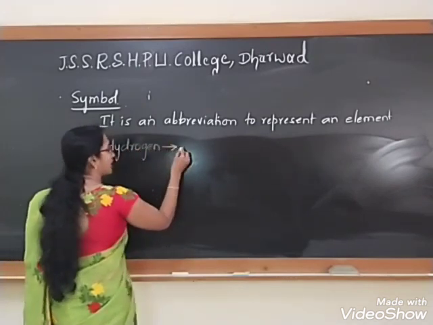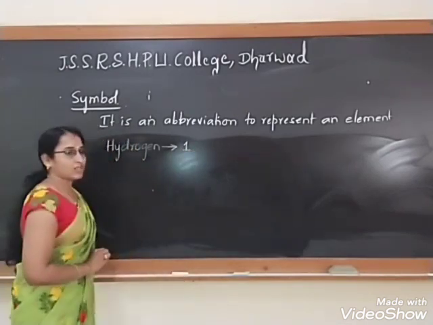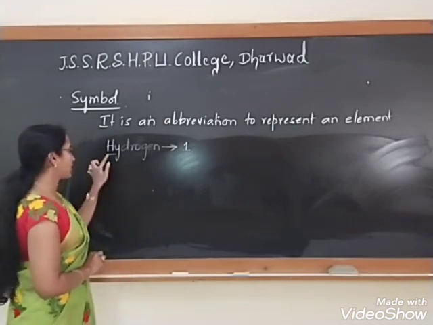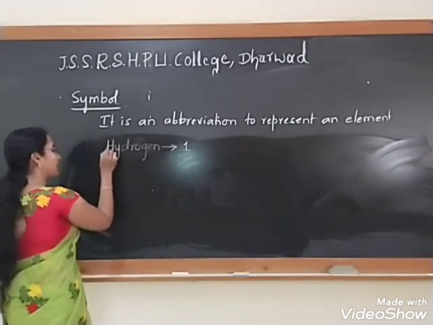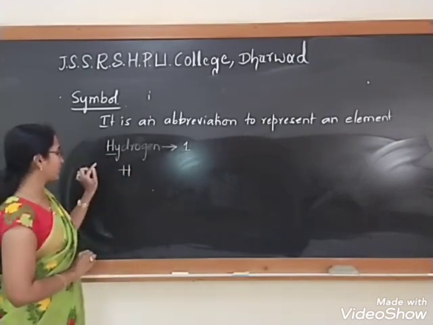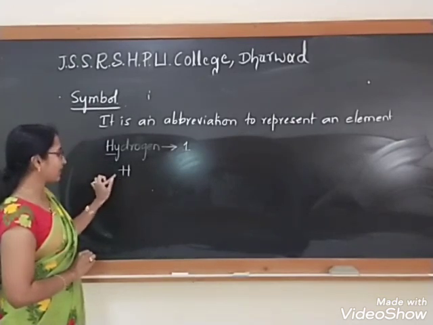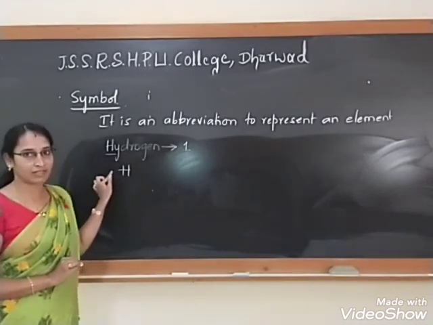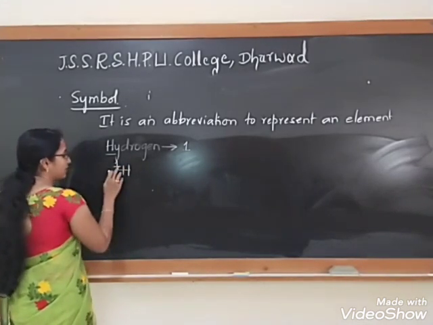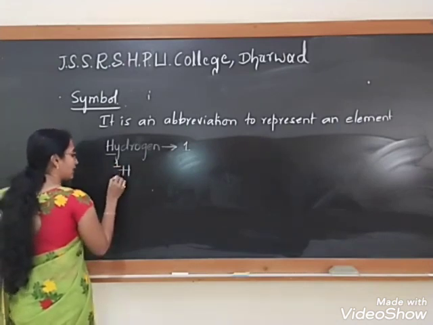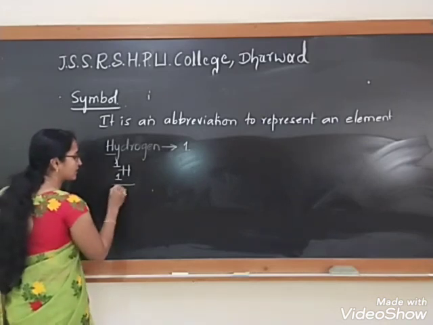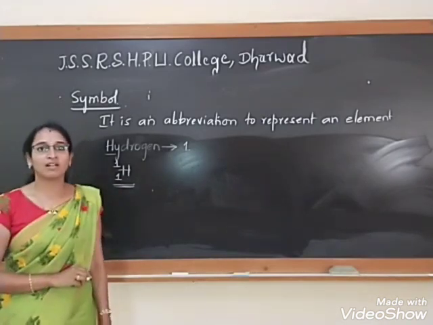So let's start with the first element, that is hydrogen. The atomic number is 1. How to write a symbol for hydrogen? We should consider the first letter of the name of the element. So capital H is the symbol for hydrogen. Whatever letter we use, the first letter must be a capital letter. Then how to represent an element? The atomic mass should be written at the top left corner and the atomic number at the bottom left corner. So this is the symbol or representation of an element.